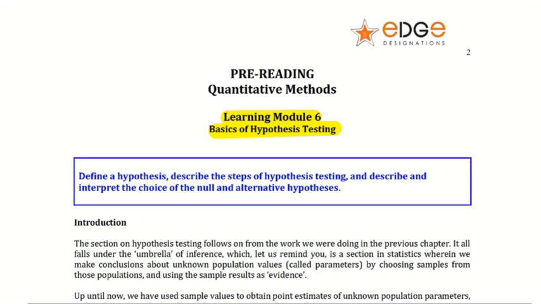Something to remember: at Edge Designations, we teach across 3, and now 4, different designations: CFA, FRM, Kaya, and FDP. Each and every one of those designations has got something to do with hypothesis testing, and each one teaches it in a slightly different manner. So, for example, we say define a hypothesis and describe the steps in hypothesis testing.